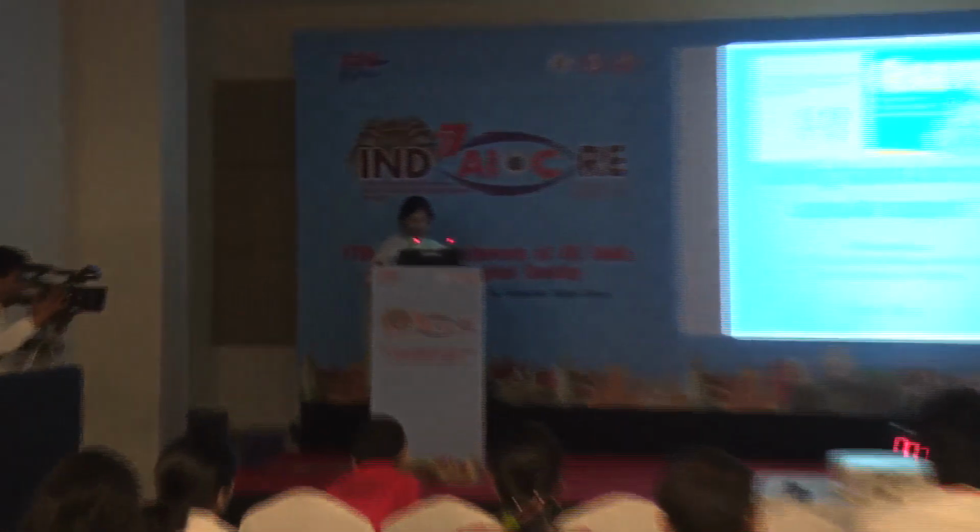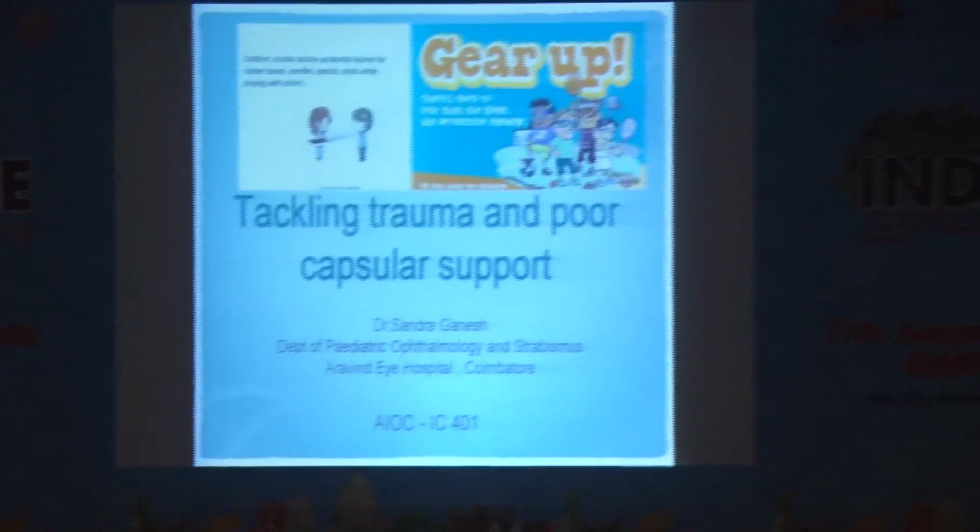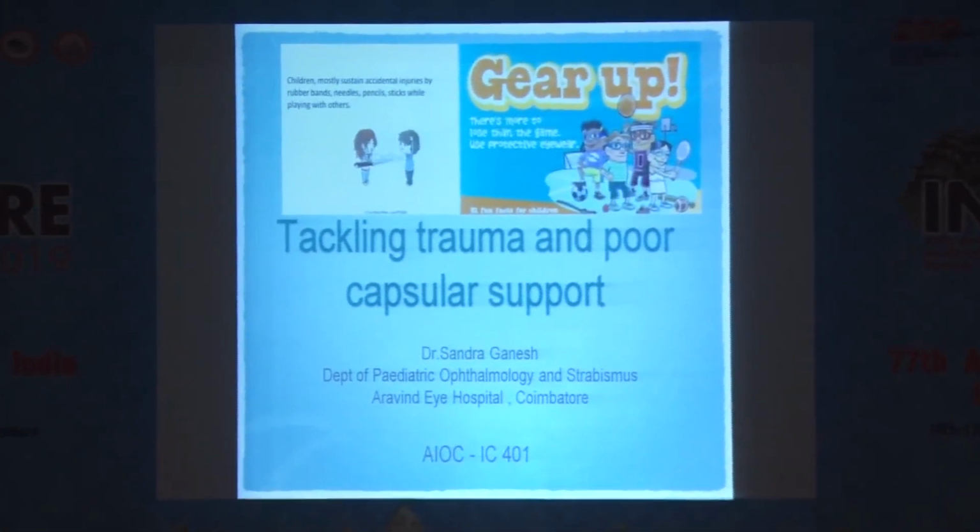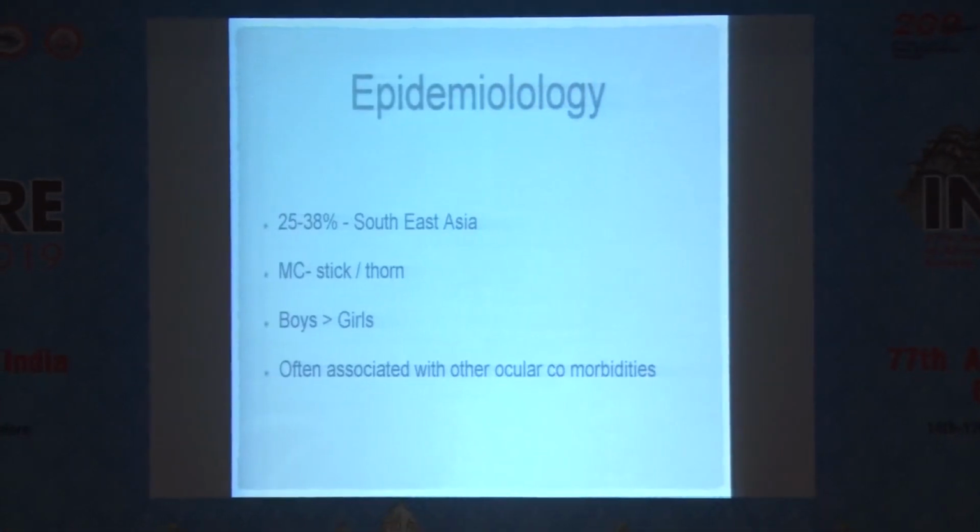So I'll be talking today on tackling trauma and poor capsular support in pediatric cataract. Children, as you all know, are very prone to trauma, and mostly this trauma is accidental. They get injured with rubber bands, needles, pencils, sticks, playing with others, and even during festivals like Diwali, when we do see a lot of traumatic cataract.